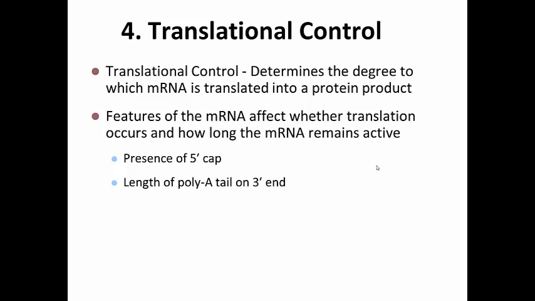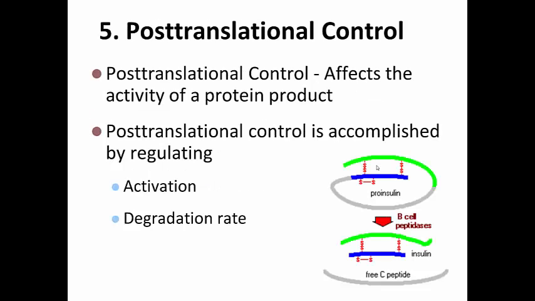So the cell can easily modify the number of adenines in that poly-A tail and therefore influence how much protein is produced from that particular messenger RNA product. Next, we get to post-translational control. And so what we see is that in post-translational control, we are controlling the activity of a protein product.